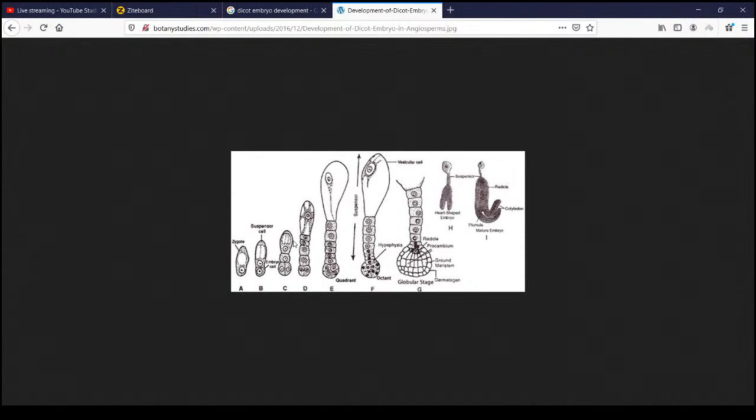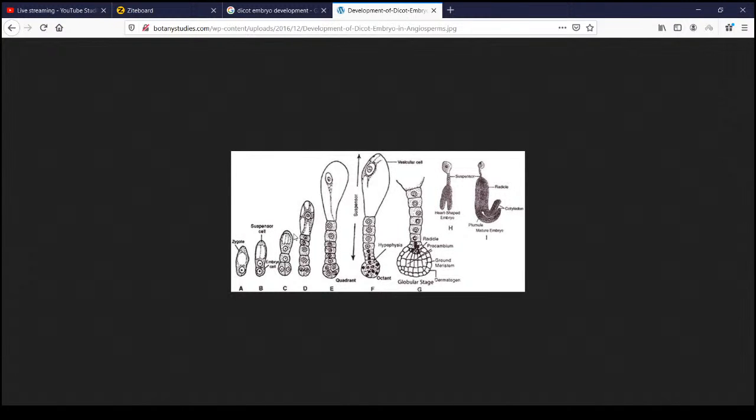Vertical division leads to a four-celled stage, or one-celled embryo. Embryo is one only, but you have a four-celled stage here, 1, 2, 3, 4. In certain plants, the basal cell forms the hypocotyle. Now you will say, what is hypocotyle? Hypocotyle is nothing but the root end of the embryo, in addition to the suspensor.